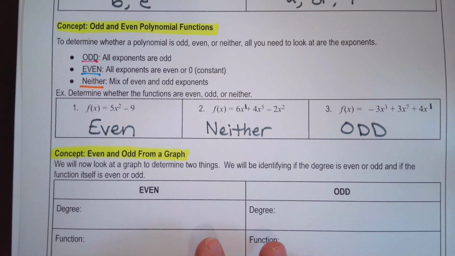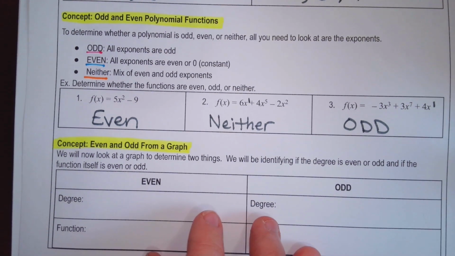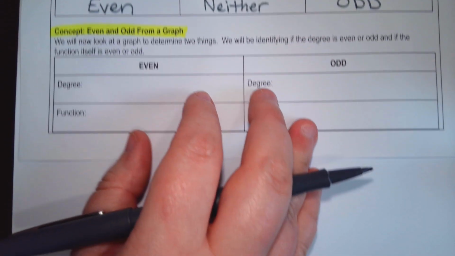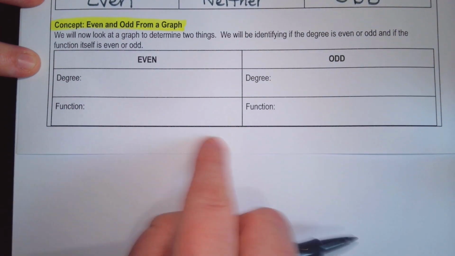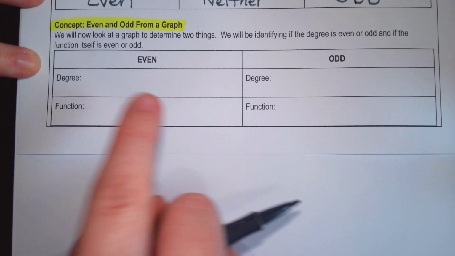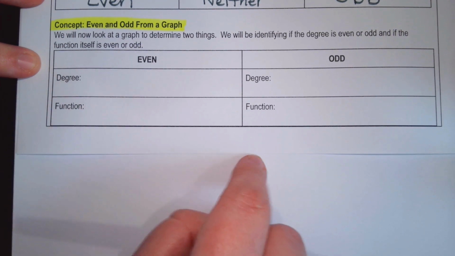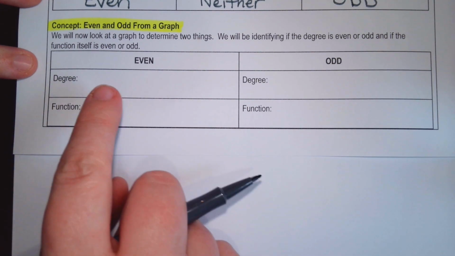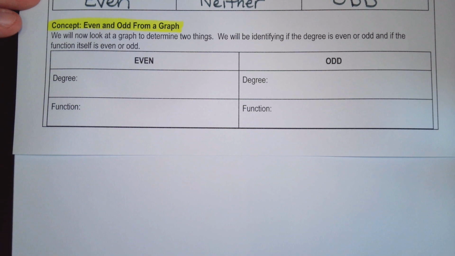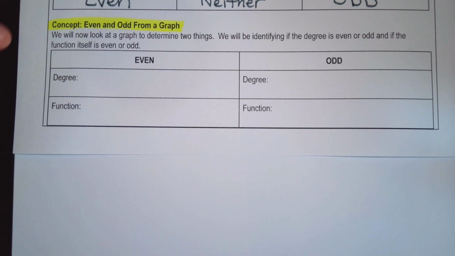Now, continuing with even and odd, you're going to have to determine even or odd from a graph. As you can see, I've reached the end of my paper, so the examples for this are going to be in the next video on the next page of notes. We will now look at a graph to determine two things: whether the degree is even or odd, and whether the function is even or odd. So there's two items here.